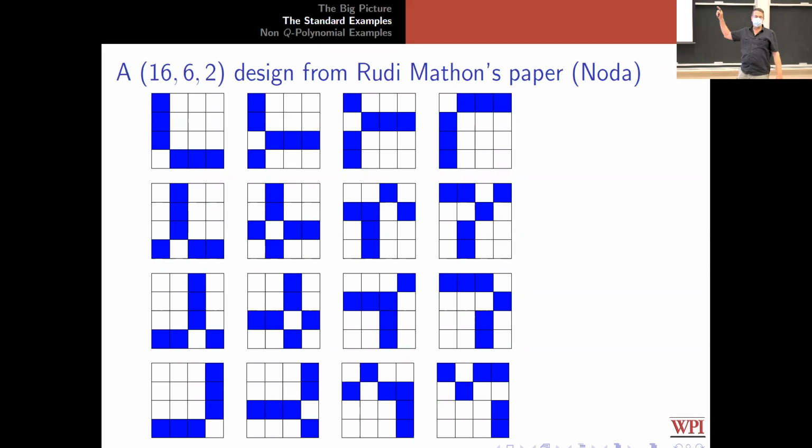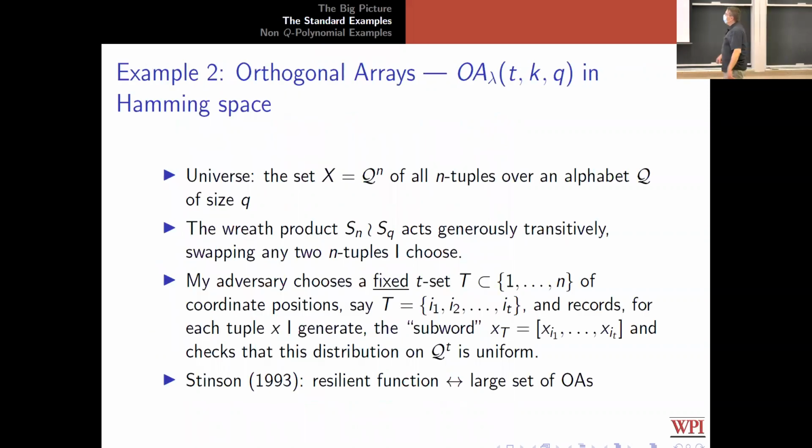So there are linked systems of symmetric designs corresponding to the Nordstrom-Robinson code. And Rudy classified all of the linked systems, and this is the only one of those 3 designs that can't be part of a linked system of symmetric designs. Okay, next space. Hamming space. Joe just talked to you about this. Orthogonal arrays are the Delsarte t-designs in the Hamming space. The automorphism group, the wreath product, acts generously transitively, swapping any 2 elements. So therefore, you have an association scheme.